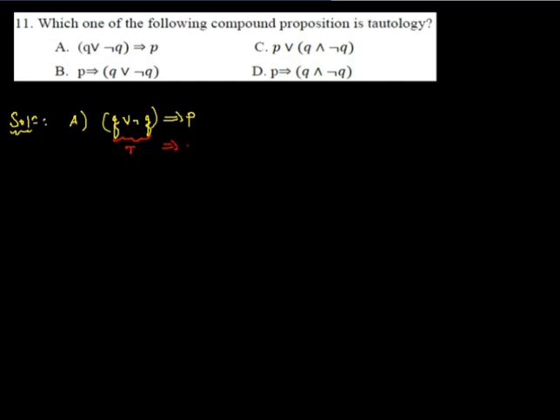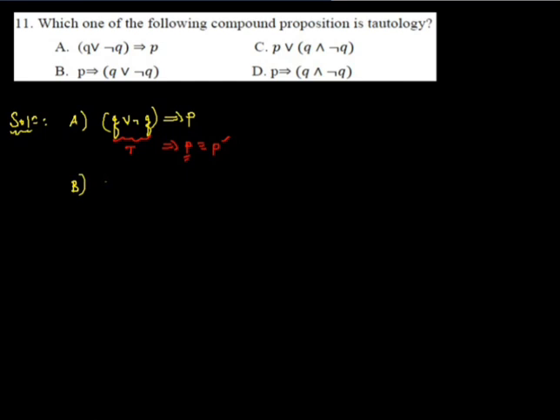True implies P is dependent on P. The truth value of this compound proposition is dependent on P, meaning that if P is false, the output will be false. If P is true, the output will be true. Therefore, we cannot say that the compound proposition in A is a tautology. So there are mixtures of different truth values in A. So A cannot be our answer.